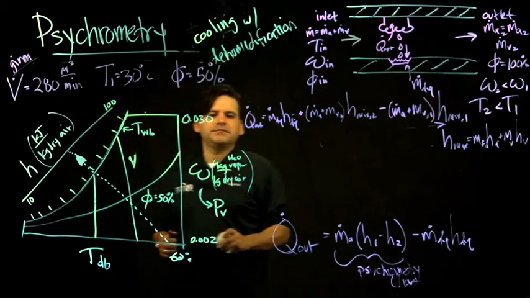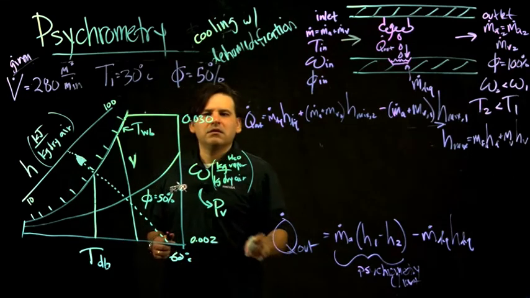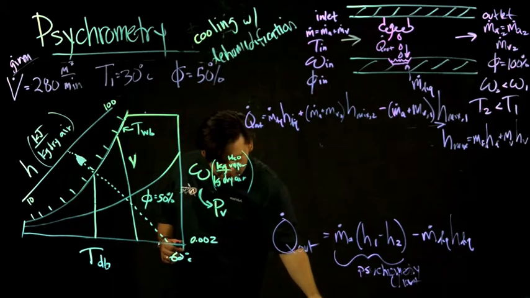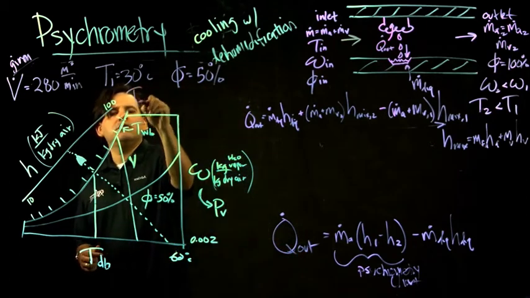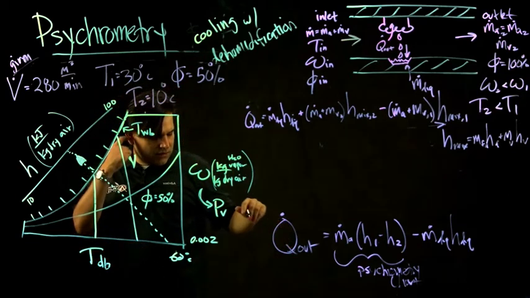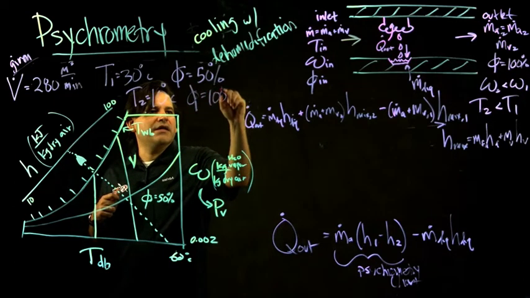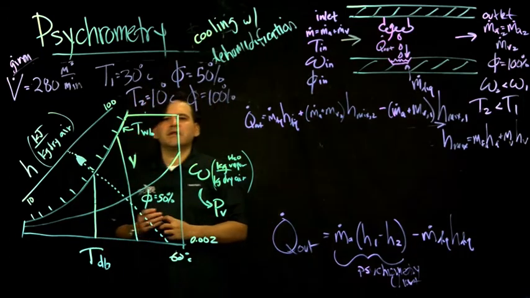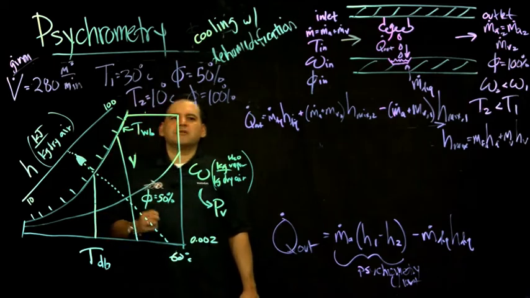So that's good. And then at the outlet, we're given that T2 equals 10 degrees Celsius, which is cold. And we're told it's saturated at the outlet, which makes sense because if we have condensation, then it's going to stay saturated unless the temperature changes or something. So that's what we're given.